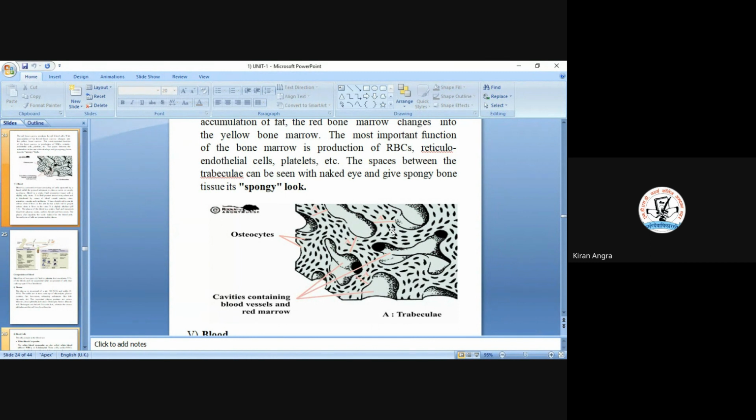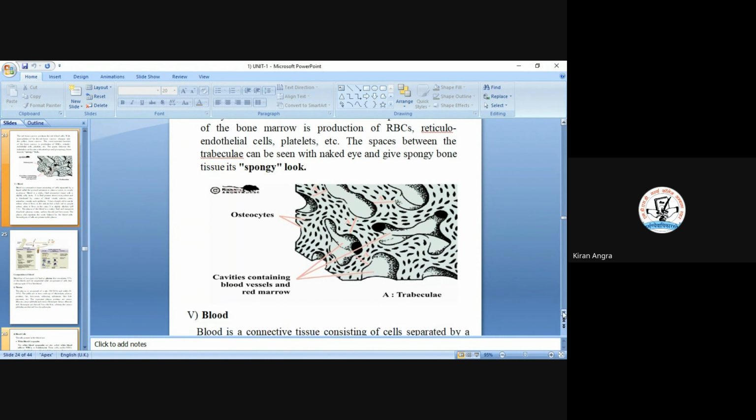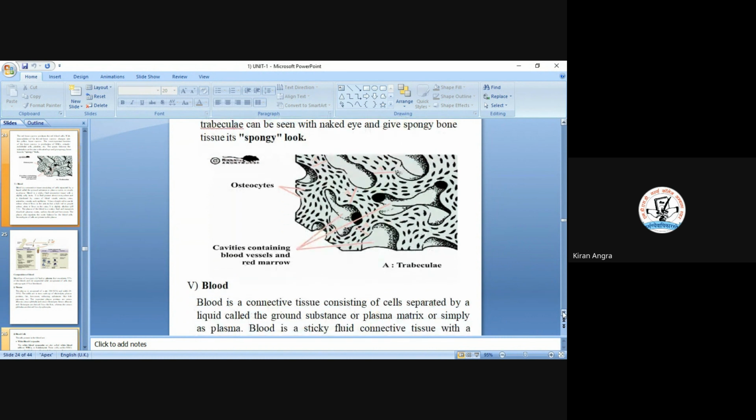The last connective tissue which I will be dealing with is blood. Even blood is a connective tissue, which consists of cells separated by a liquid, and this liquid is nothing but a plasma matrix. Blood is a sticky fluid connective tissue with a slightly salty taste. It is present everywhere and distributed by means of blood vessels.